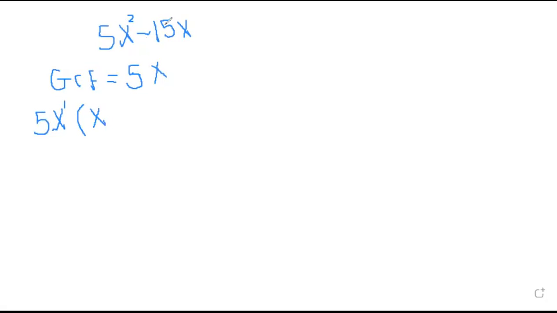Next step, negative 15x divided by 5x. Then negative 15 divided by 5 will be equal to negative 3. So this is how we can factorize by taking the GCF. Let me give you another question.